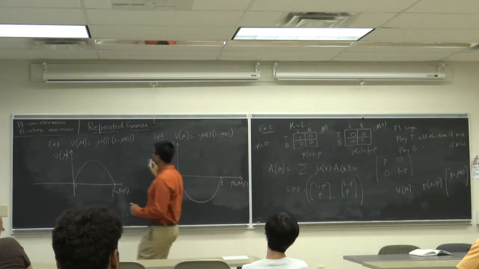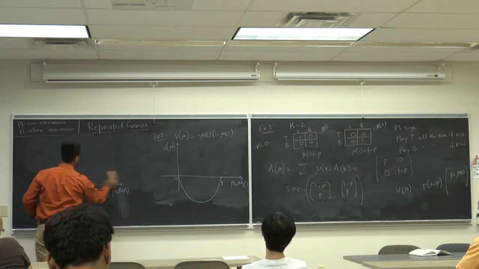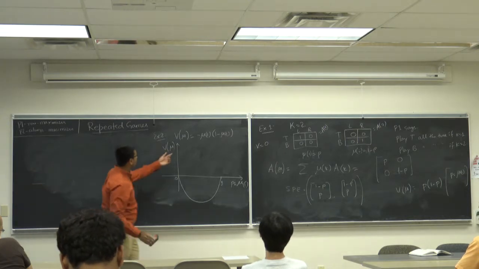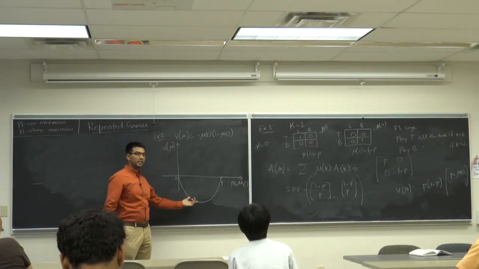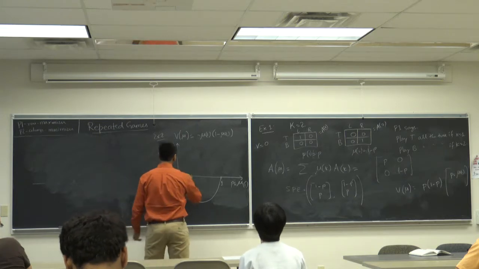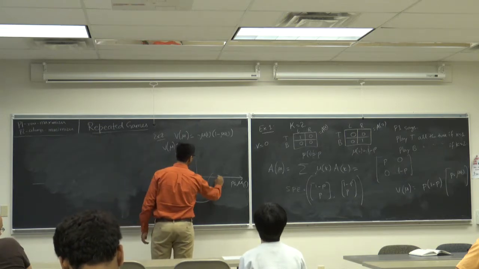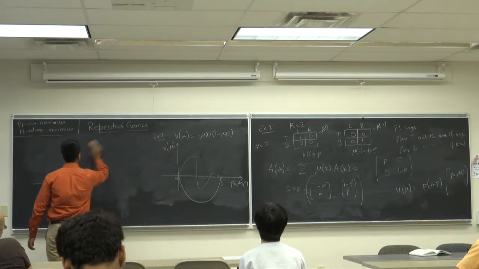So let's now formulate the repeated game part. And we saw that V of mu is sometimes a concave function, sometimes a convex function. Okay? And sometimes it could be an arbitrary nonlinear function. So you could have cases where V of mu looks something like this, okay, as a function of mu.